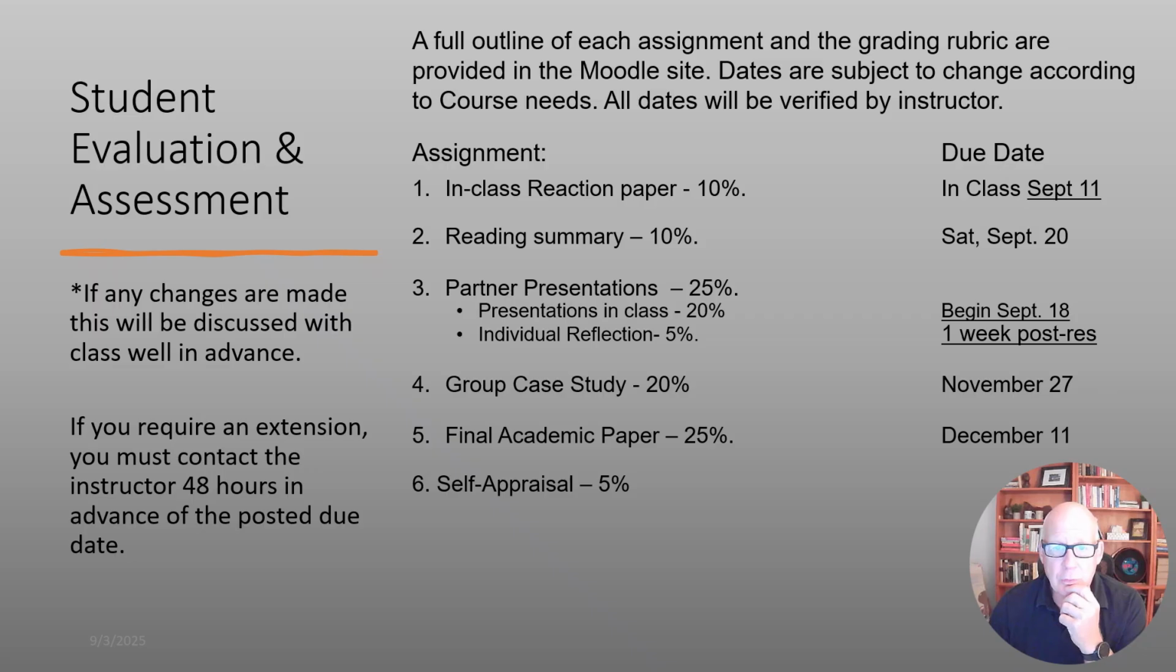And then at the end there will be a self-appraisal or self-assessment that you don't give yourself a grade for, but you make some comments about your participation and performance in the class, and we do that right at the end. Those dates are what I'm estimating. If we change the dates, I won't surprise you by saying it's due earlier. I would always say that it's due later, and I would give you lots of notice about that.